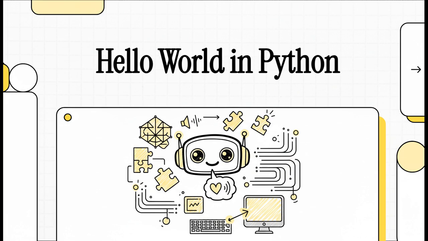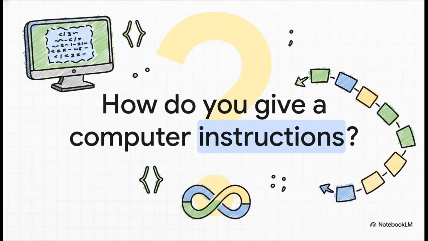Let's jump right in. So how exactly do you give a computer instructions it can actually follow? I mean, we can't just talk to it, right? We have to use a programming language, and we're using Python, which is one of the most popular languages on the planet, especially if you work with data, because it's super powerful but also really easy to read.